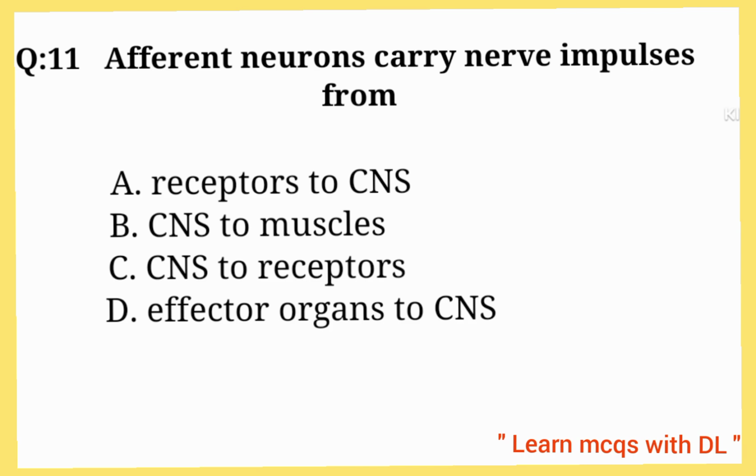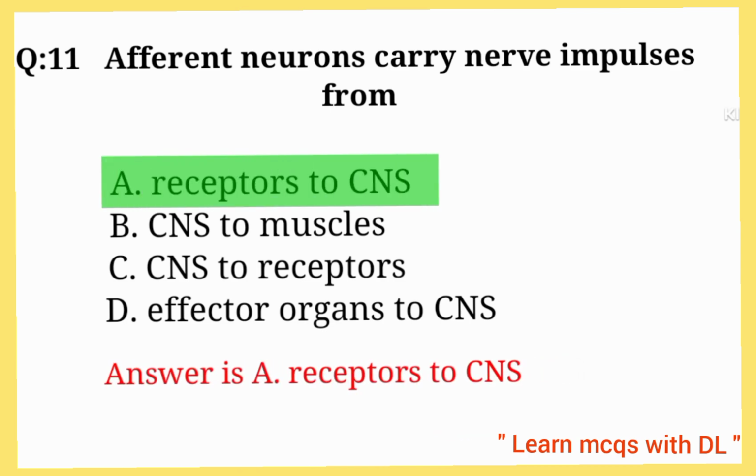Question number 11. Afferent neurons carry impulses from receptors to CNS, CNS to muscles, CNS to receptors, effector organs to CNS. And the correct option is option A, receptors to CNS.